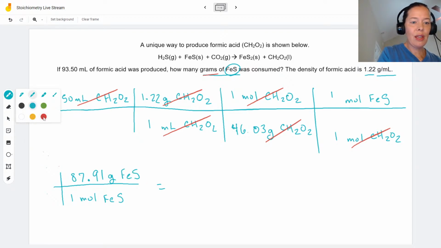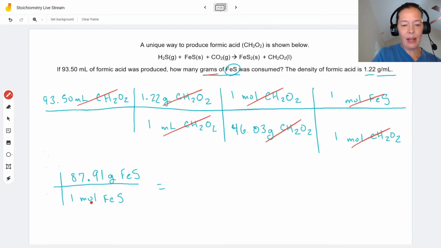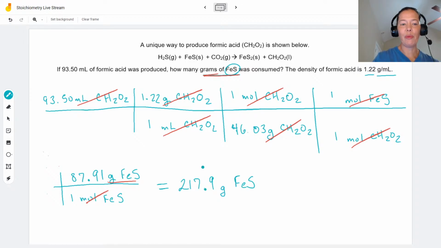Make sure that everything has canceled like I want. And I'm left with grams of iron sulfide, which is what the problem asked for. So now I can run this through my calculator, and you will get 217.9 grams of iron sulfide. And let's make that decimal a little bit bigger.